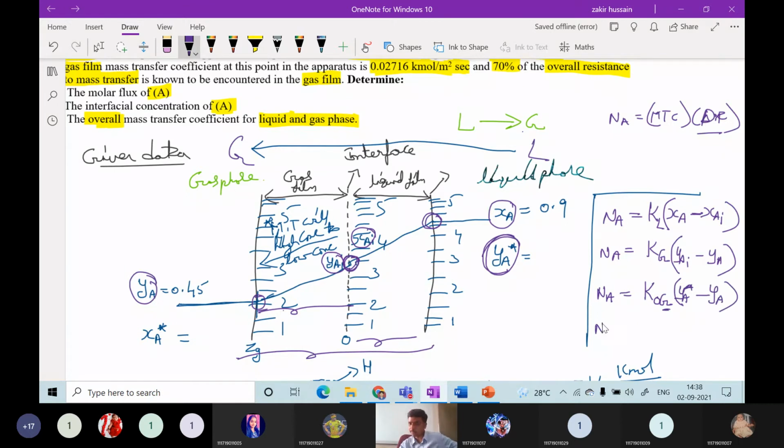In terms of liquid terminology, if you want to write, NA is equal to overall. So this is KOL, overall liquid phase mass transfer coefficient, into the driving force. XA is the bigger value, then XA star is the smaller value. XA minus XA star. So like this you can write by looking at these profiles.